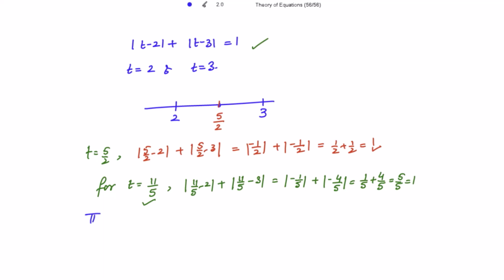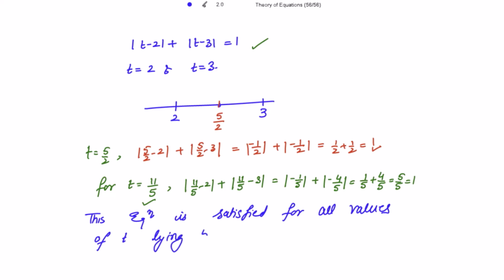Means this equation is satisfied for all values of t lying between 2 and 3. That is, t is greater than or equal to 2 and less than or equal to 3, right? And what is t?